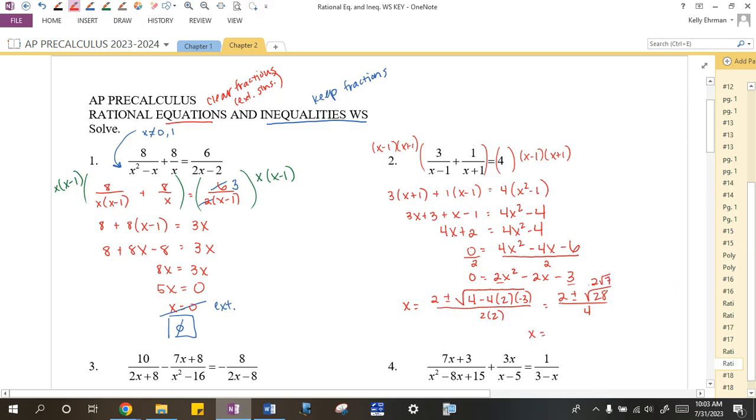So simplifying this, I've got a 2, 2 and a 4, or you can say you're reducing 2 over 4 and 2 over 4. I'm just dividing everything by 2. So I get 1 plus or minus the square root of 7 all over 2.